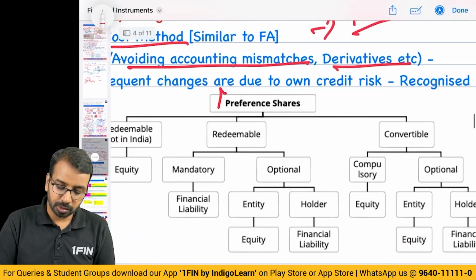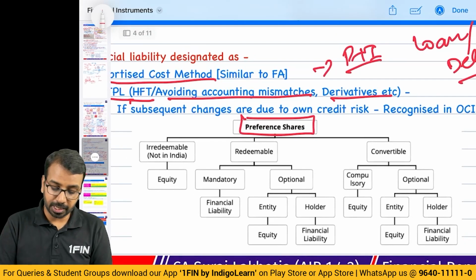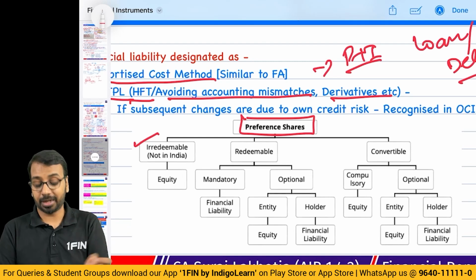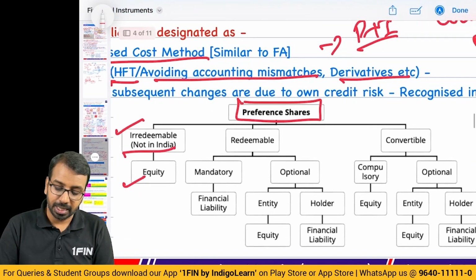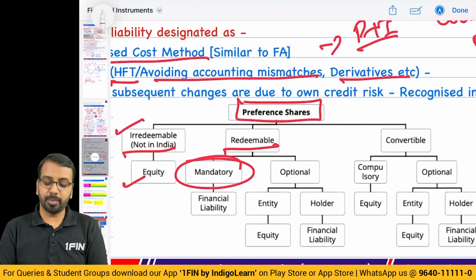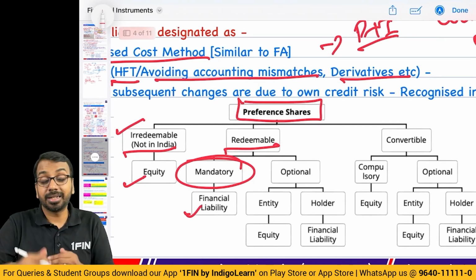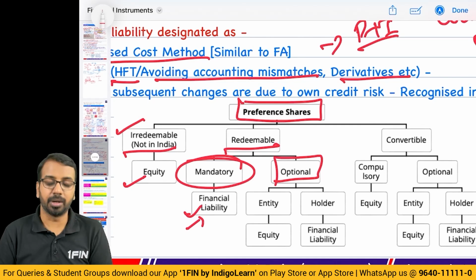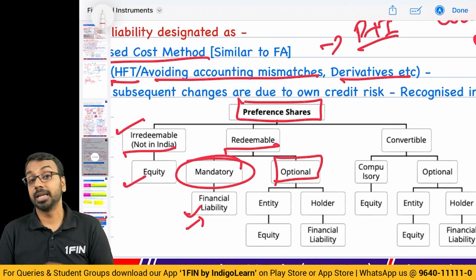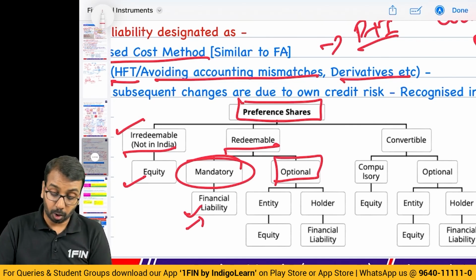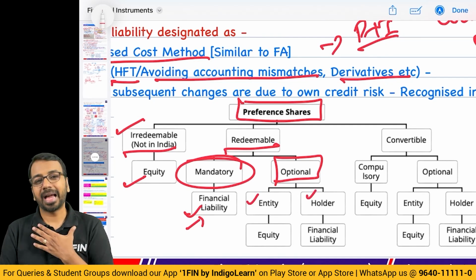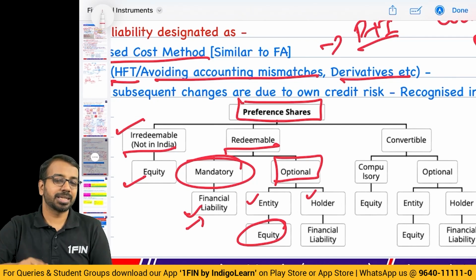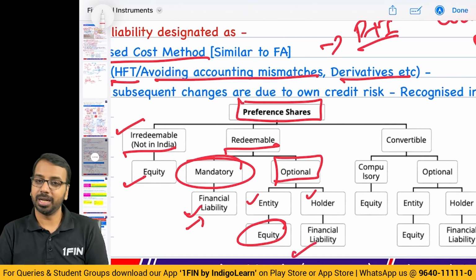As far as preference shares are concerned, please understand, if it is irredeemable, meaning there is no contractual obligation to deliver cash flow, it is equity, which doesn't happen in India. If it is mandatorily redeemable, it is a financial liability. If there is a mandatory redemption, then it becomes a financial liability. If it is optionally redeemable, the question is with whom is the option. The option could be with the entity or the holder. If I have the option, I can consider it to be equity. But if the holder has the option, whenever he comes and asks, I have to give it. So it will be called a financial liability.